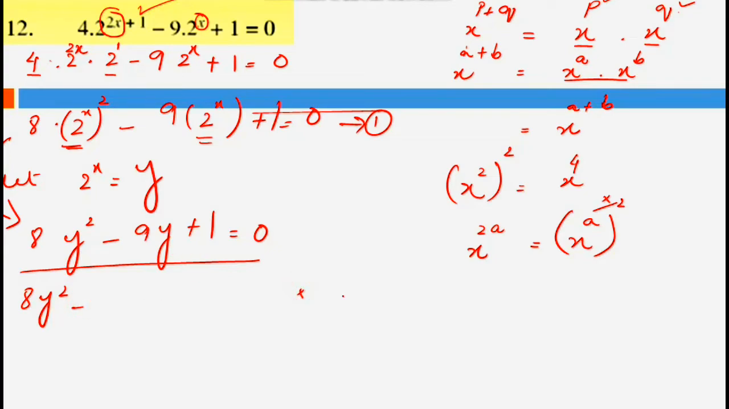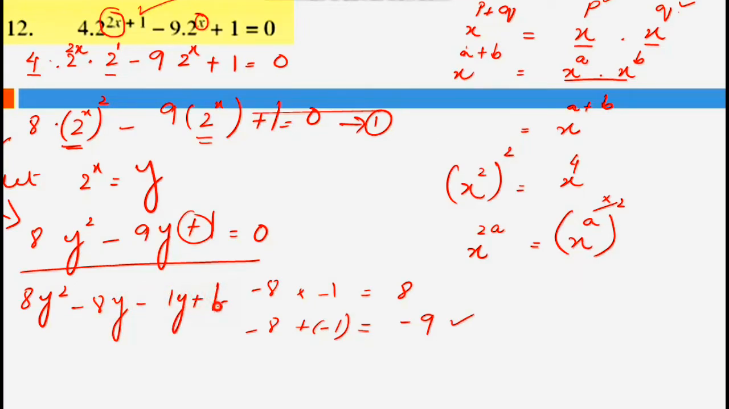I have to find two numbers whose product is 8 and whose sum is minus 9. So, 8 ones are 8: minus 8 multiplied by minus 1 is equal to 8. When minus 8 is added with minus 1, we get minus 9. So these two are minus 8y and minus 1y, plus 1 is equal to 0.